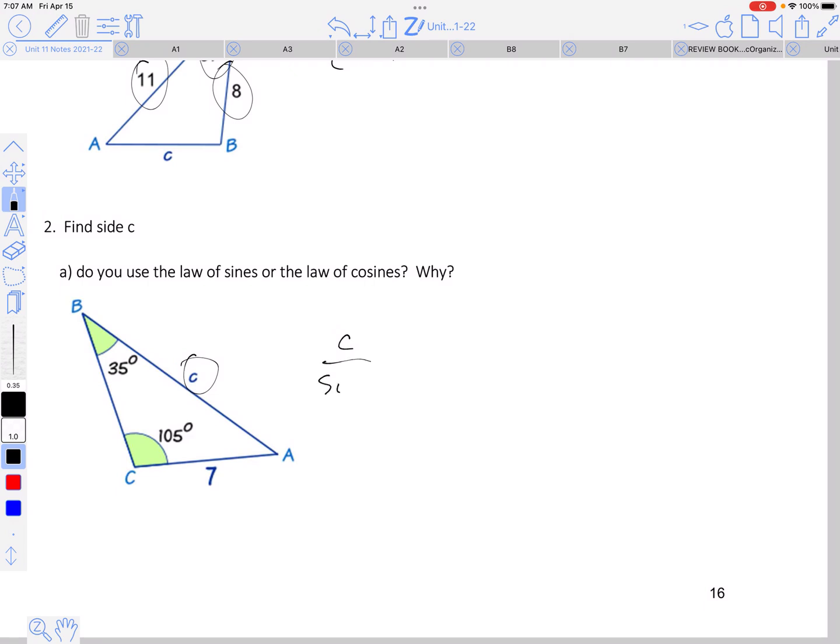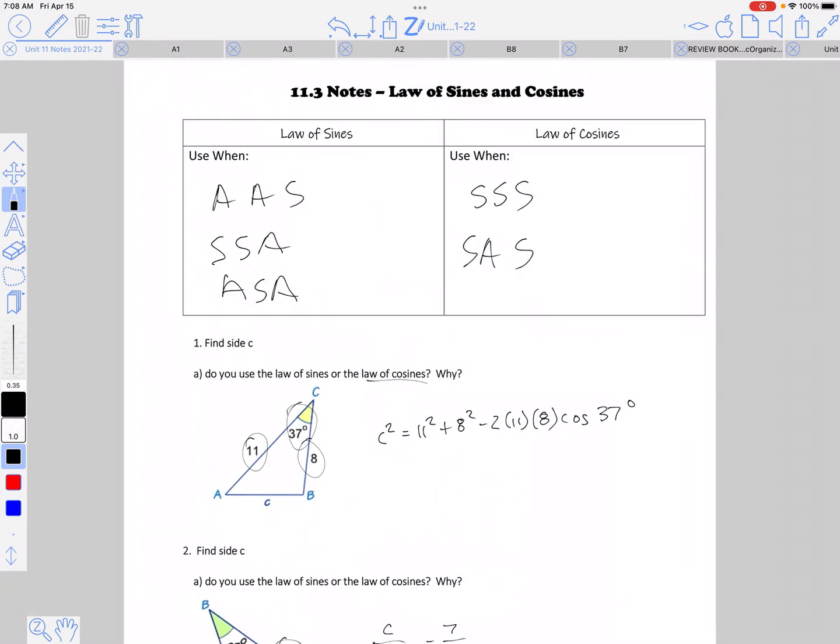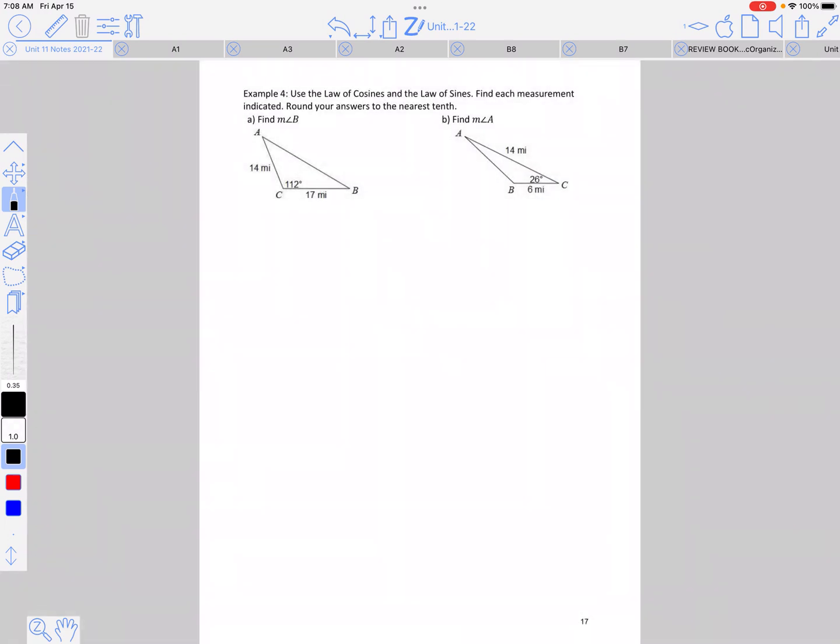So c over sine of 105 equals little b over big B, and solve. So really, you're not going to waste a ton of time. You're going to notice pretty quickly, and as you practice these more, you'll notice even better and better. Okay?